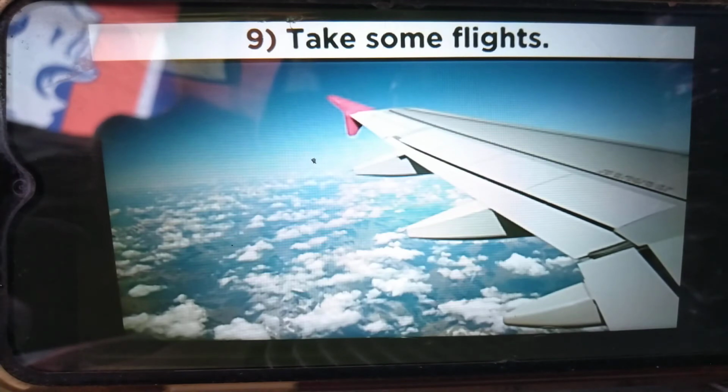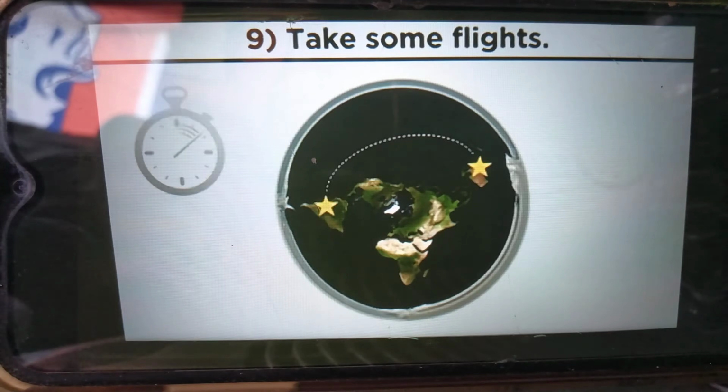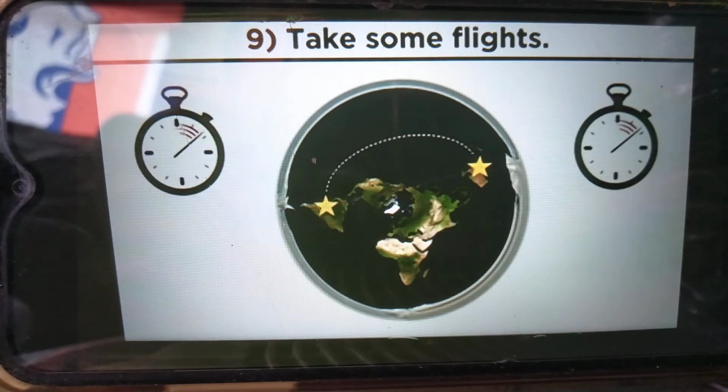Number 9. Take some flights, like any direct flight in the southern hemisphere. Whoops, shouldn't that be impossible? Better yet, fly between two cities 2 different ways, the shortest way on the globe and the shortest way on the flat Earth. Which one do you think will be faster?